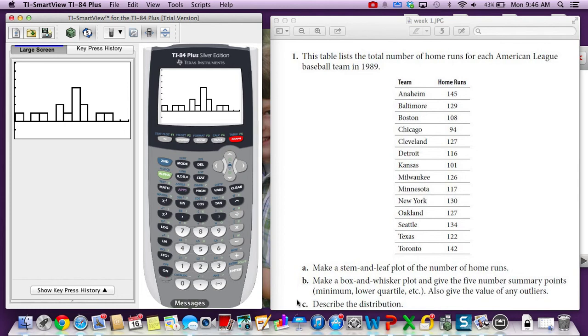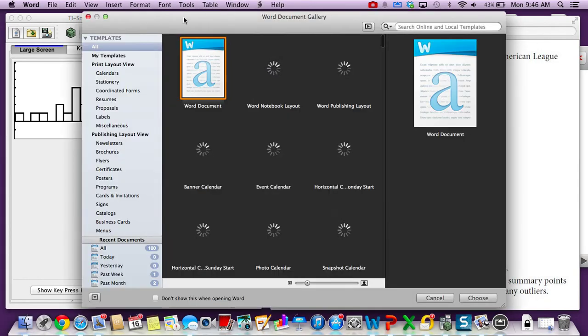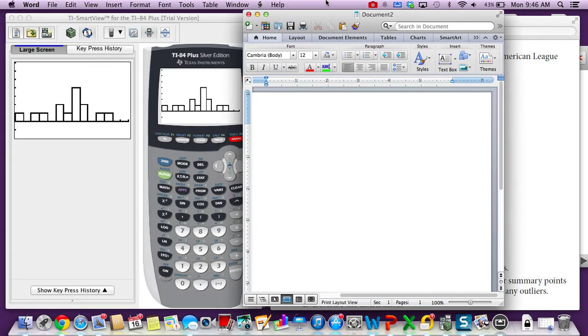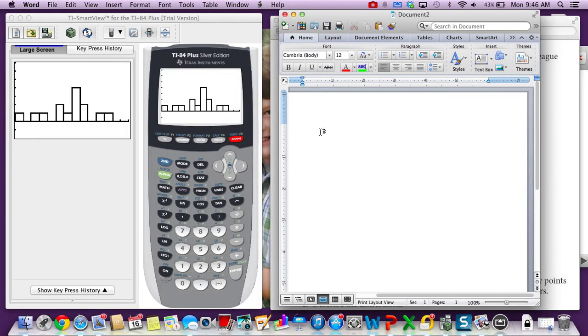So what I'm going to do is bring up Microsoft Word to describe this distribution, so I can type while I talk here. Okay, so one thing as I look at this distribution that I notice is the distribution is approximately normal. It does look like it is slightly skewed to the right because I have a little bit longer tail off here to the right.